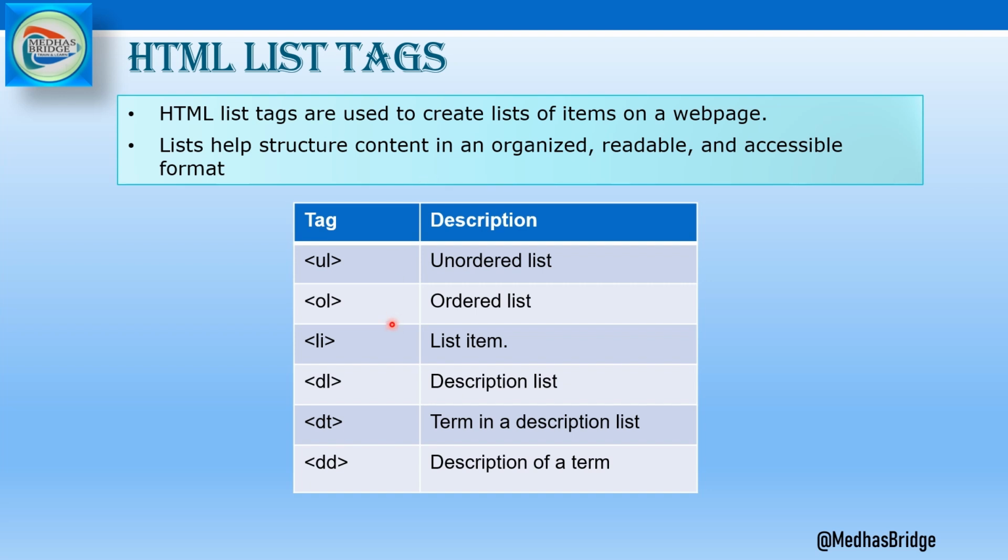Here are the list tags. UL means unordered list. OL means ordered list. LI means list item. DL means description list. DT means description list term, the term which we use in a description list. DD means the description of that particular term. You use UL and LI, or OL and LI. That's a combination. So typically there are three types of tag formats that we use.